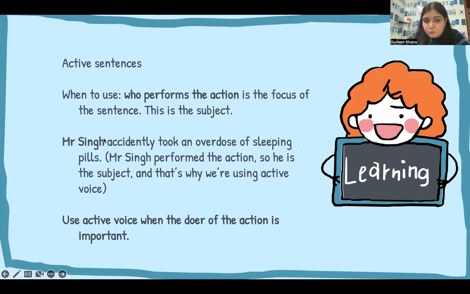Why did we use active voice here? Because it's important to tell the reader who took an overdose of the sleeping pills. That's why we want to draw attention on who did this action, the patient. So that's why it would be more appropriate to use active voice in this case, not the passive voice. So use active voice when the doer of the action is important.